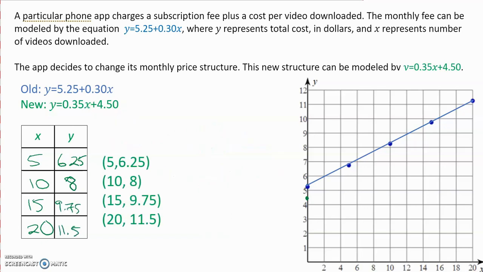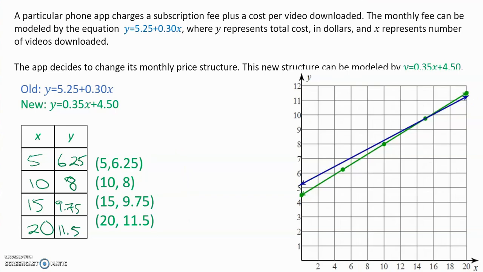Once they're all done, you can rewrite them as coordinates to make it a little bit easier, and then simply put them on your graph. So 5 and 6.25, 10 and 8, 15 and 9.75, etc., and join them by a straight line. Once you've connected those points and formed a straight line, you can see that both lines intersect right here at what appears to be x equals 15.